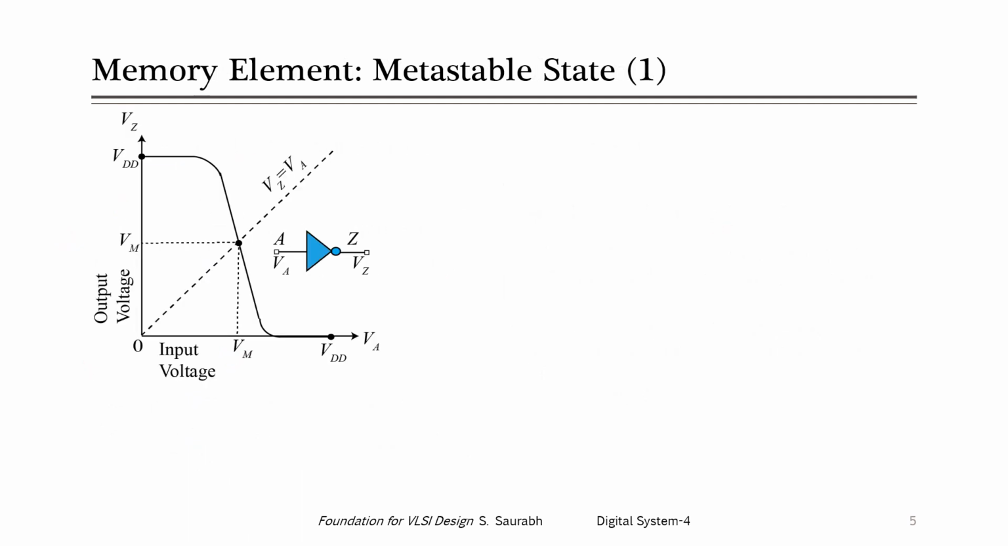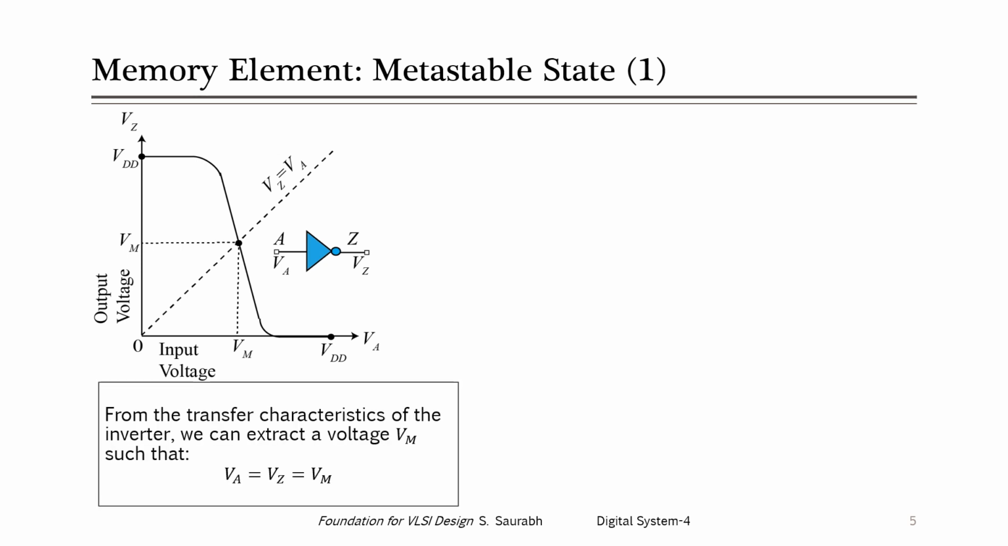Now there can be another state in this cross coupled inverter pair, and that is what is known as the metastable state. Let us understand what this metastable state is. If we consider the inverter, it typically has a transfer characteristic which is shown in this figure. On the x-axis we have VA, the voltage at the input, and on the y-axis we have the voltage VZ, which is the output of this inverter.